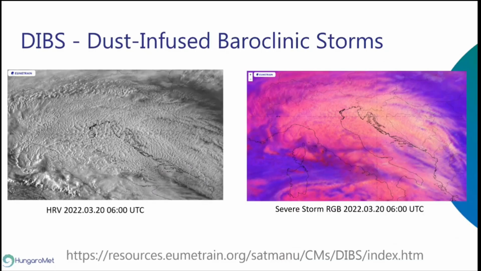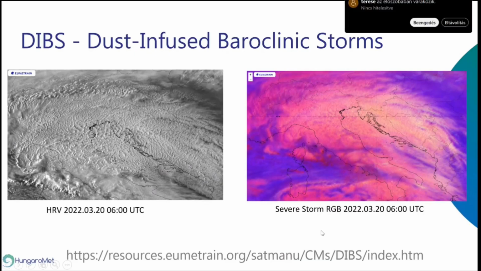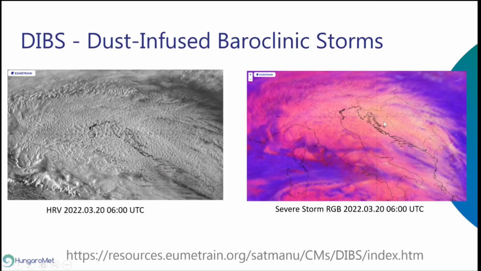dust, and probably many of you have already heard about the DIPS clouds, the dust-infused baroclinic storms, which on the visible channel very nicely look like the skin of an orange. And also, if you look at the Severe Storms RGB, we can see that the particle sizes are smaller because of all the dust particles acting as ice nuclei.